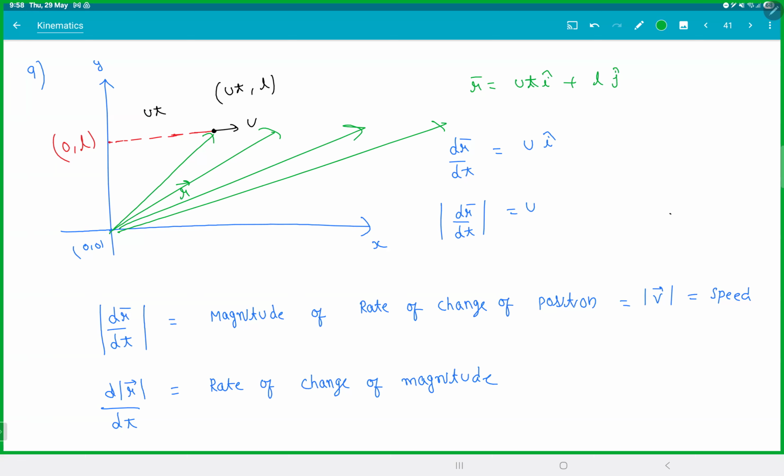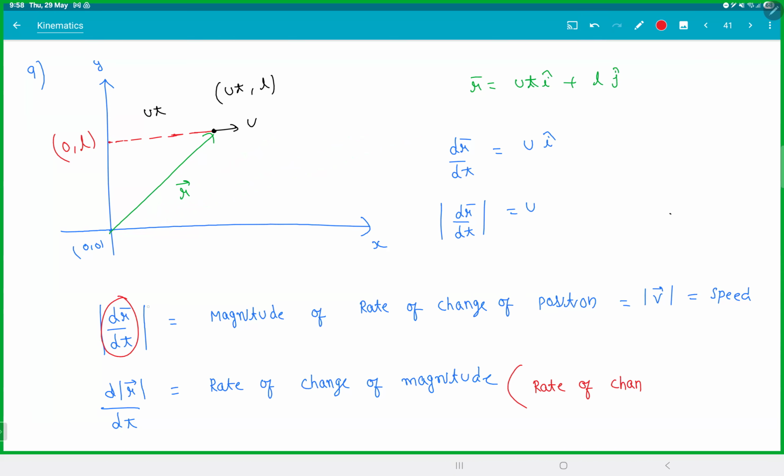Are you getting the meaning of mod r bar? What is mod r bar? Length of the vector. What is d mod r by dt? The rate of change of length of the vector. So in the first case, you differentiated a vector and got the magnitude. In the second case, you're differentiating a scalar, the rate of change of length of the vector. How do we calculate that? First thing is brute force, but then let's see what it means physically.